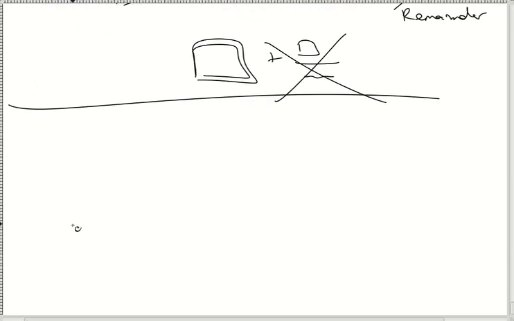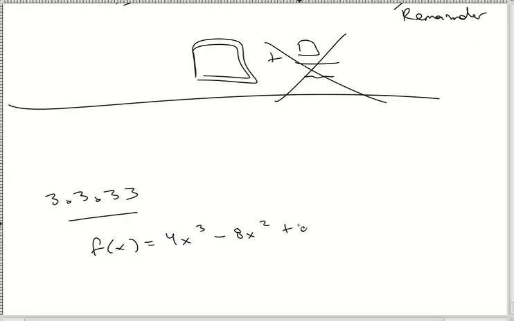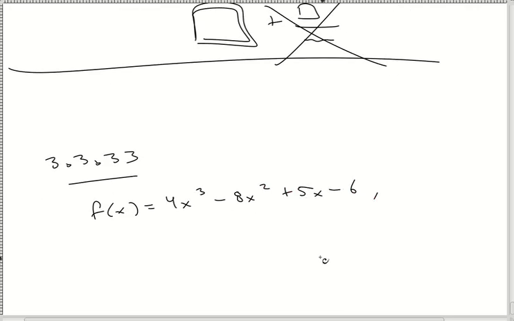Keep going. This is actually a new topic here. Number 33. I got f of x is equal to 4x cubed minus 8x squared plus 5x, then minus 6. And they say find f of 1.